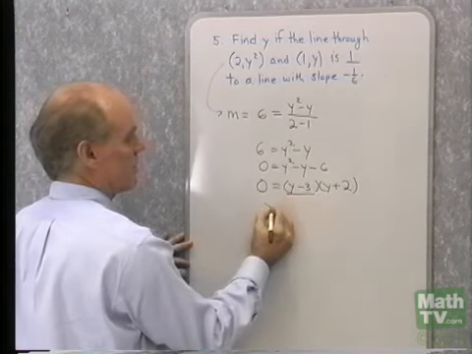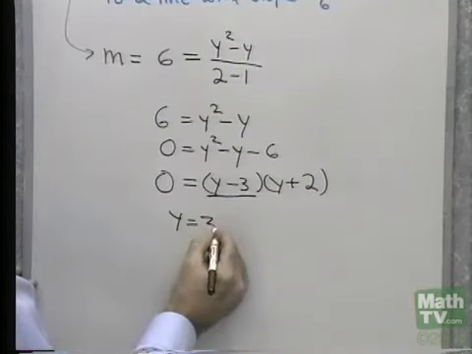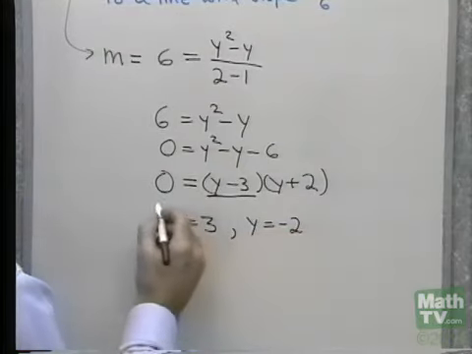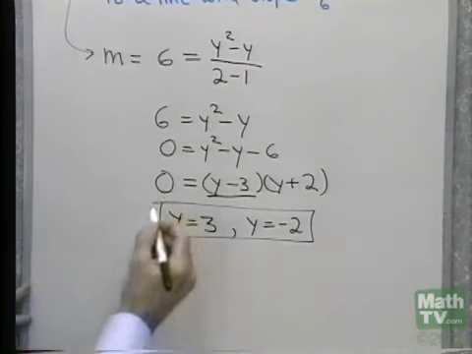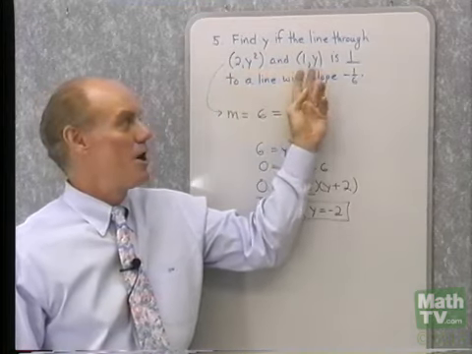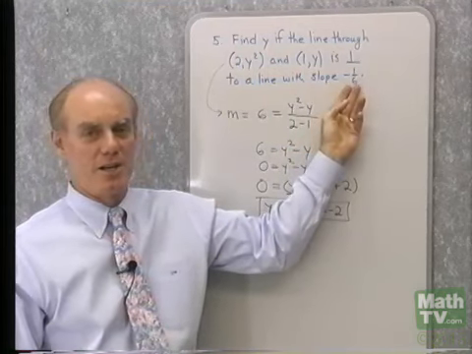I set this factor equal to 0, y comes out equal to 3. If I set this factor equal to 0, y comes out to be equal to negative 2. So I end up with 2 different values of y that will make the line that goes between this point and this point perpendicular to a line that has a slope of negative 1/6.